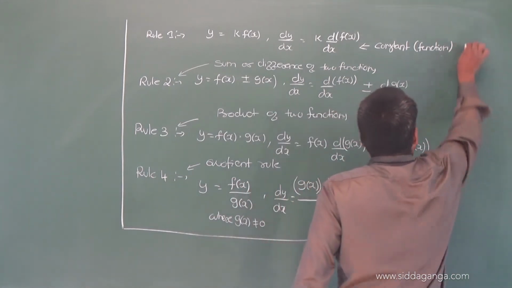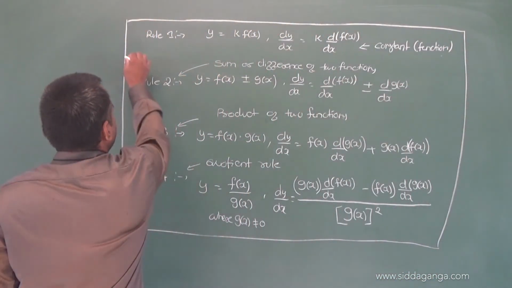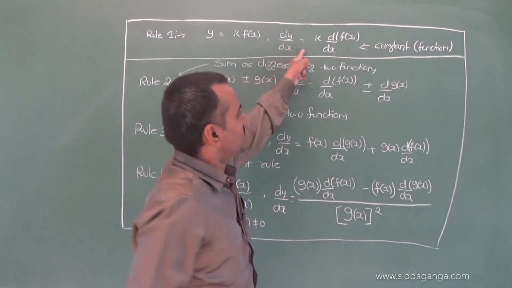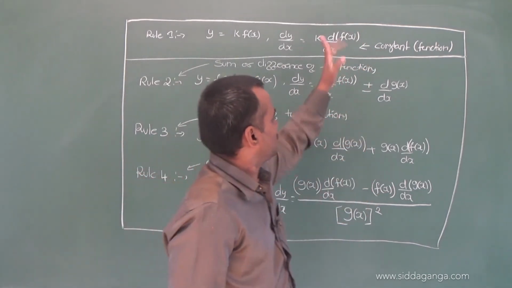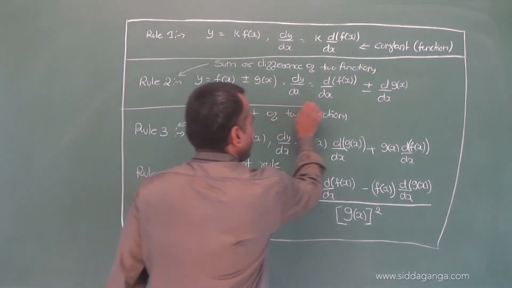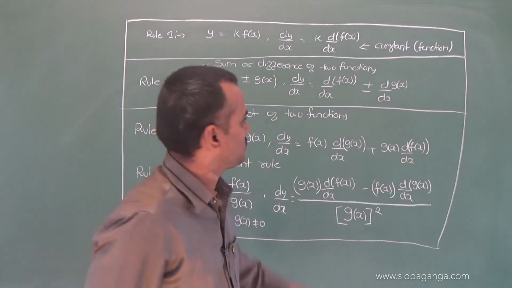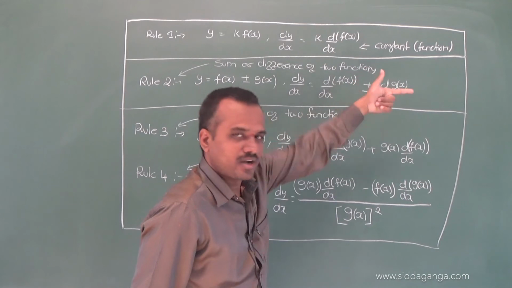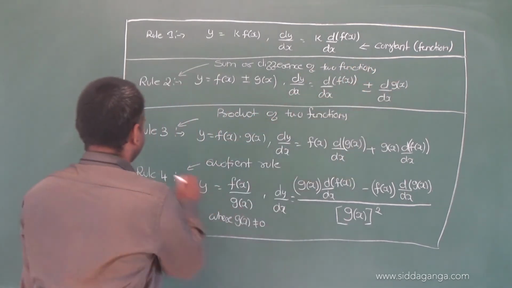These rules are very, very, very important. This is first rule, constant into function. Keep the constant as it is, derivative of the function. Rule 2, sum or difference of two or more functions. First function, if you write plus or minus, then write second function. Derivative of first function plus or minus derivative of second function.